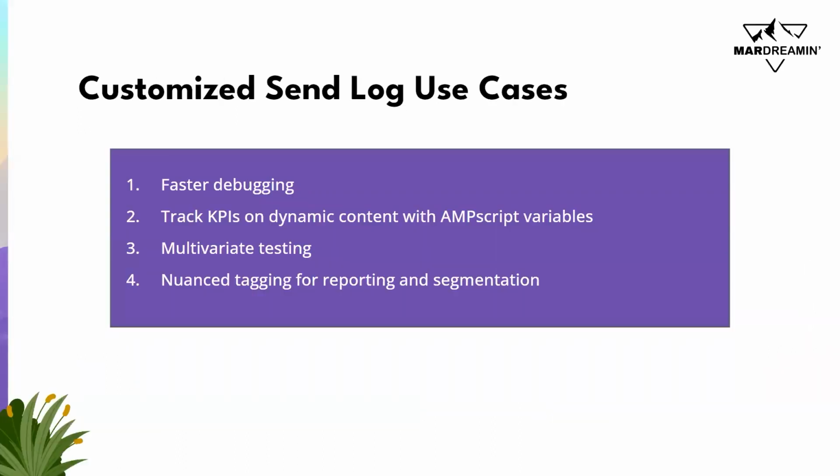Some use cases for the send log: faster debugging. Because we are recording error codes, if something goes wrong with your email job, you can query the send log and find out what went wrong. Error messages are few and far between within Marketing Cloud Engagement, so this is valuable. You can track KPIs on dynamic content with AMPscript variables. Similarly, you can conduct multivariate testing with those AMPscript variables or personalization strings. And then, of course, with the availability of variables, you can do even more nuanced tagging for reporting and segmentation.